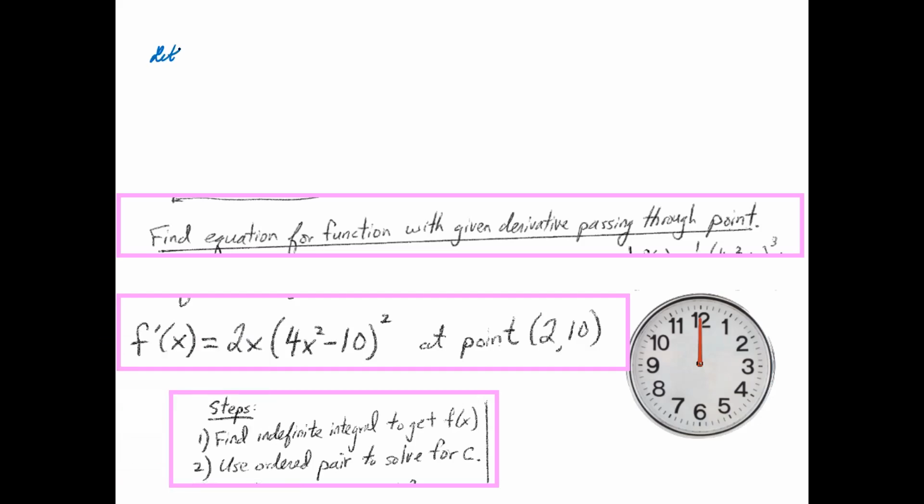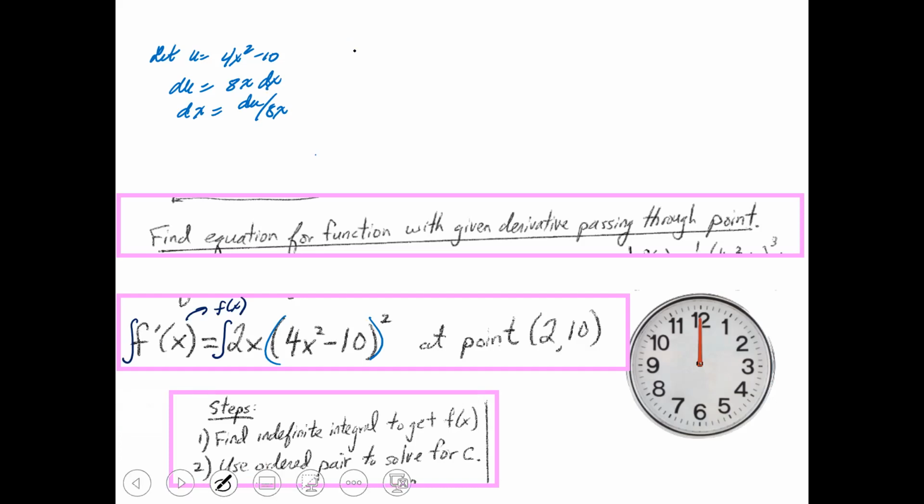All right, let's go and say let u be whatever inside the parenthesis. So 4x squared minus 10. Then I know that my du is going to be 8x dx, and my dx is du over 8x. Next, I'm going to go ahead and rewrite the derivative, because right here you have the derivative. If I do the integral of this, this will give me f of x, which is what I'm trying to find, the original equation, f of x at 0.210.